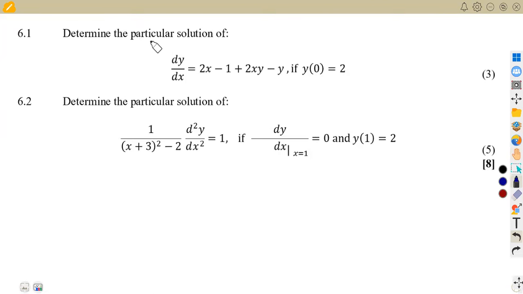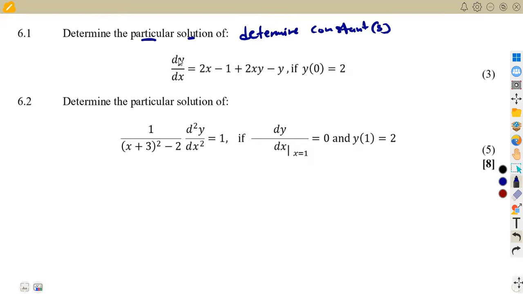So take note, we are dealing with a particular solution. That means you are supposed to determine the constants on that condition. You must determine the constant, or the constants, depending on what you have in that differential equation.